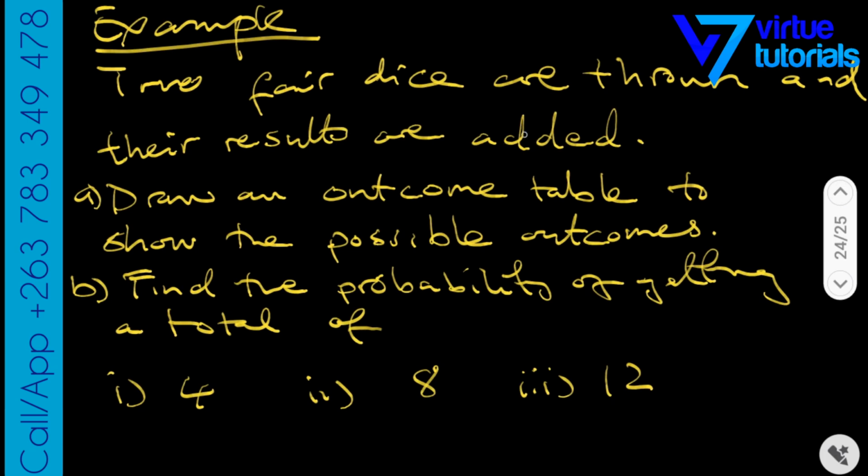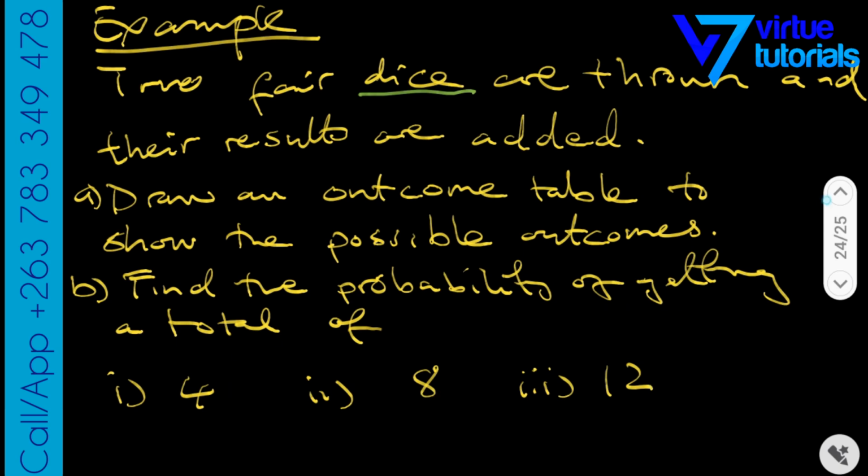Two fair dice are thrown. So in this case, we have dice. Two fair dice are thrown and their results are added. So the result of one die and the other die are added to give a total, right? Draw an outcome table to show the possible outcomes. Find the probability of getting a total of 4, 8, 12.